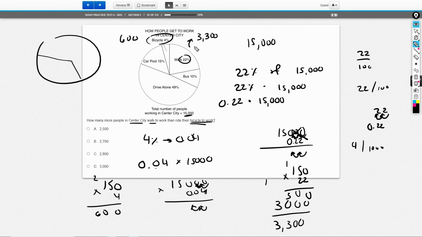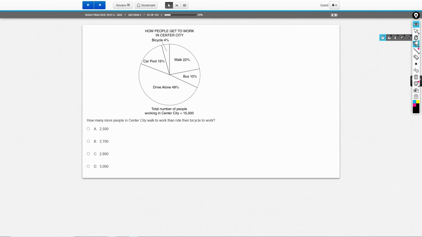How many more people walk than bike? Well, when you want to find how many more, you just subtract. So 3,300 minus 600 gives you 2,700 people as your answer, okay? Not hard, just a lot of addition. Not addition, that's the one thing we didn't do here. A lot of multiplication and subtraction, sorry.